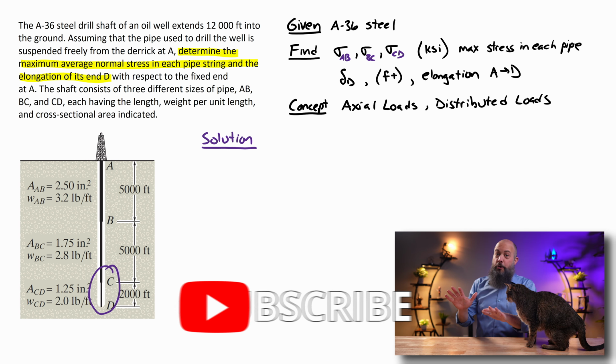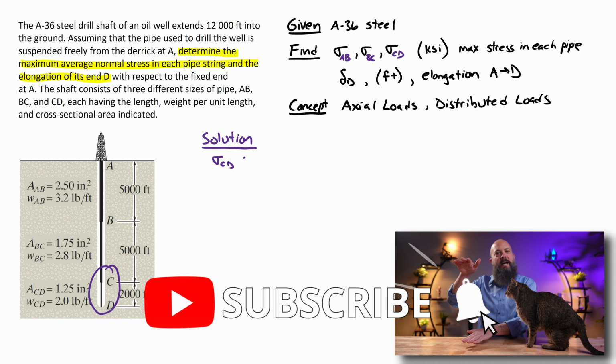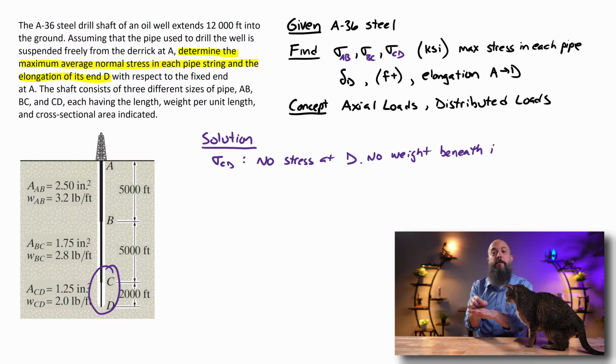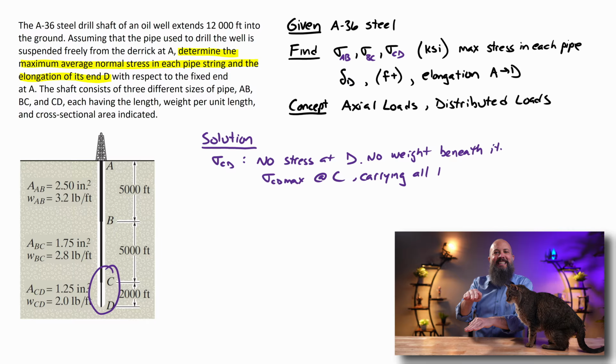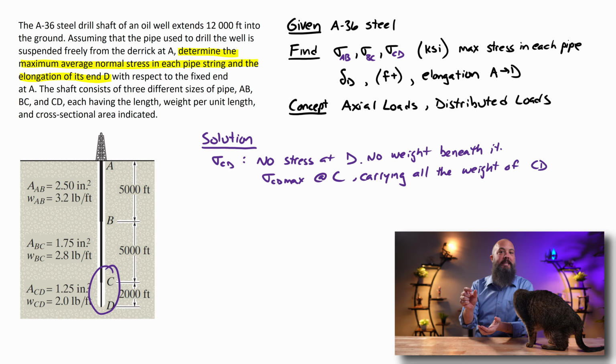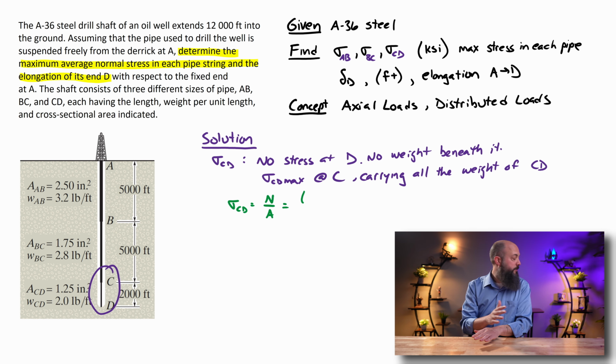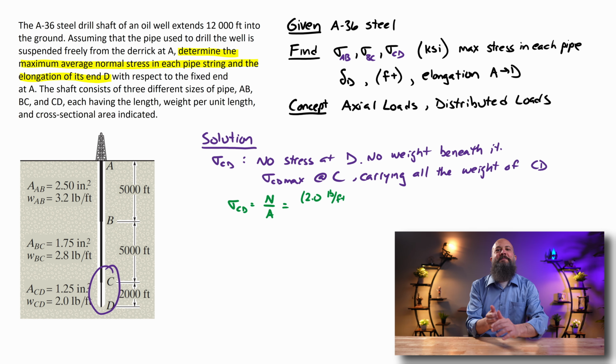All right, so let's work from the bottom up to the top. Because down at the bottom, at point D, there's no stress there at all because there's nothing beneath it. There's no force pulling at D. So stress at D is going to be 0. So for CD, that bottom pipe, the maximum stress will occur at point C, which is supporting the entire weight of all the pipe down beneath it.